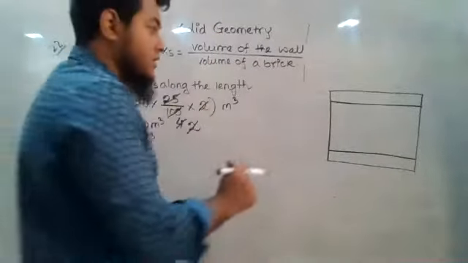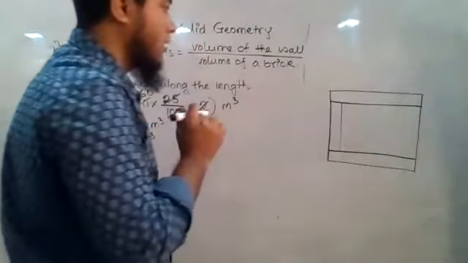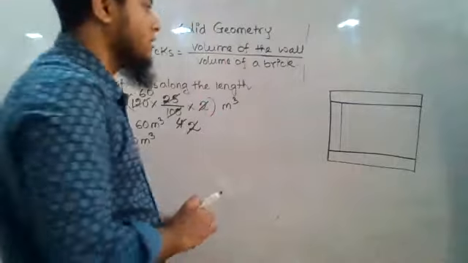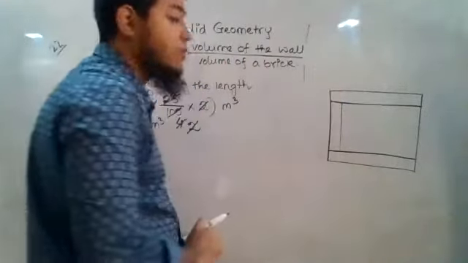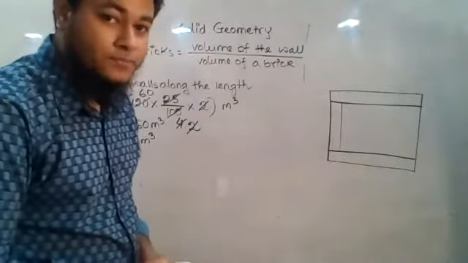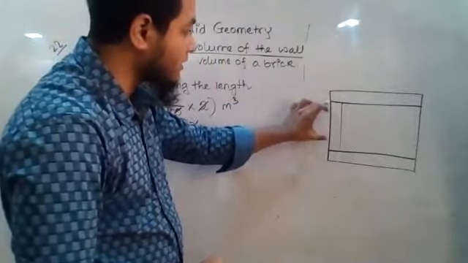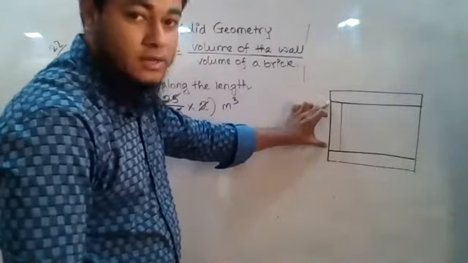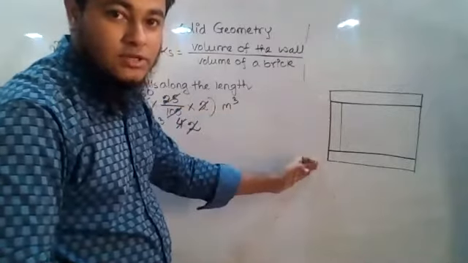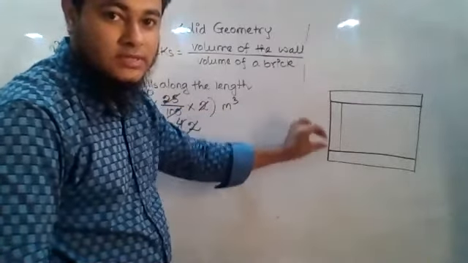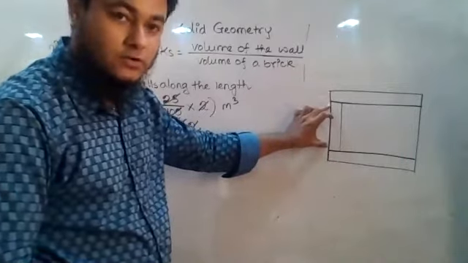Now let us consider the volume of the wall along the breadth. But while I am calculating the breadth, I need to subtract twice the thickness of the wall from it. Why? Because this part from the breadth has already been covered. I need to cover this part only, right? So what will be the length of this? Breadth is 90 meter minus twice the thickness, right? If I subtract it, then I will get this length. Correct or not? Do you understand?